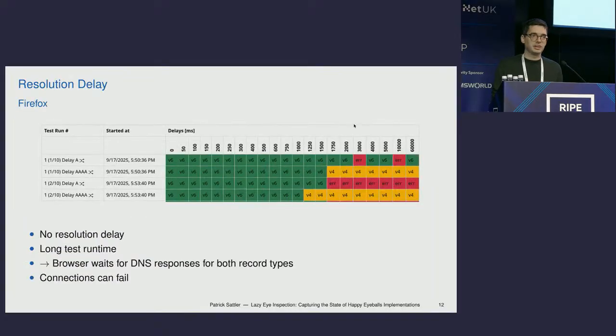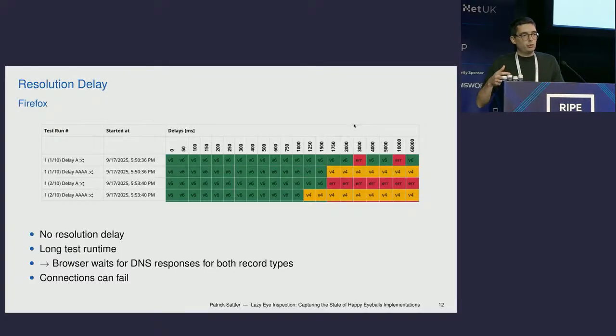Now, Firefox, again, very different. What we see here is not a resolution delay. What we find is that neither Firefox nor Chrome implement resolution delay, but Firefox even has a more specific behavior. Both always wait on both responses to return. So Chrome as well as Firefox issue quad A and A queries and wait for both to return, so they already have very long measurement runtimes. And Firefox even fails in some cases where the A record is delayed for too long. That's what you see here with the error.